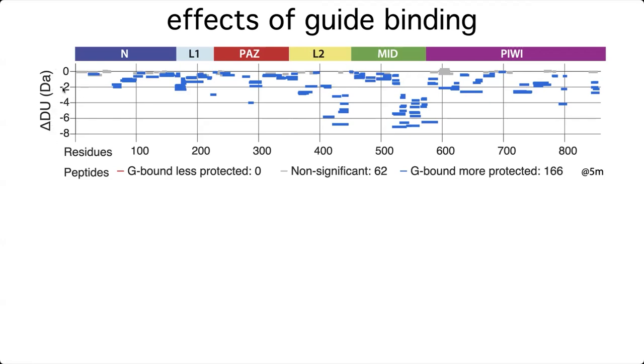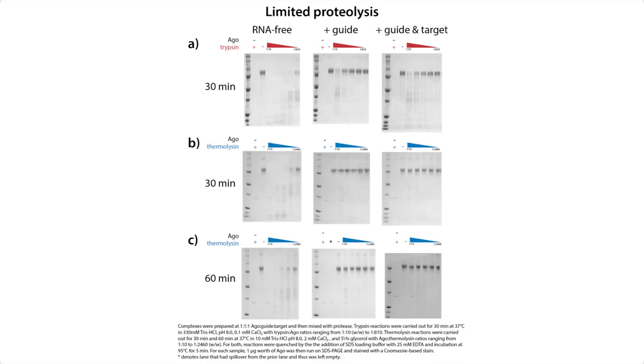It's a difference in the uptake between the guide bound and the RNA free. And when the guide is bound, you're going to have a lot more protection from the exchange over most of the protein, especially in the mid domain. What's really cool too about these experiments is that it provided the first more detailed structural information about the changes that occur in argonaute upon binding to a guide.